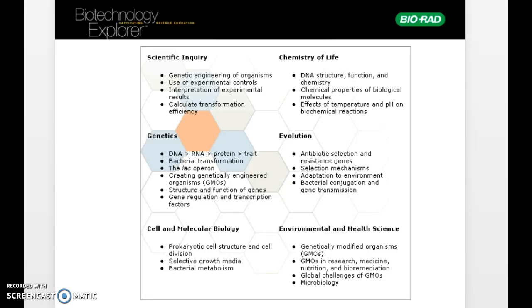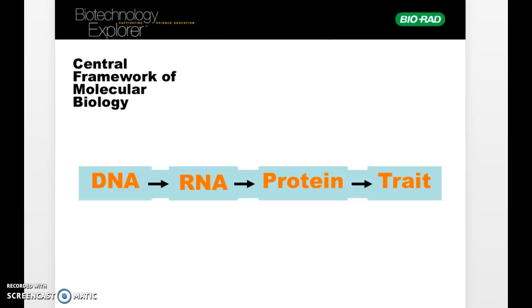Let's take a look at this next slide. Here are some topics that we're going to be covering during this lab. There's genetics. The most important part is genetics, DNA to RNA to protein and trait. But this lab also helps us relate to evolution and chemistry and cell biology, such as the cell membrane and how bacteria came about. So that's evolution. So that's DNA, RNA, protein, trait.